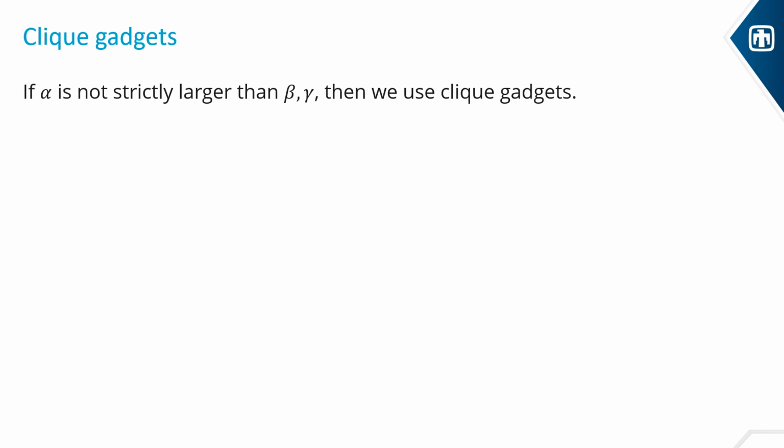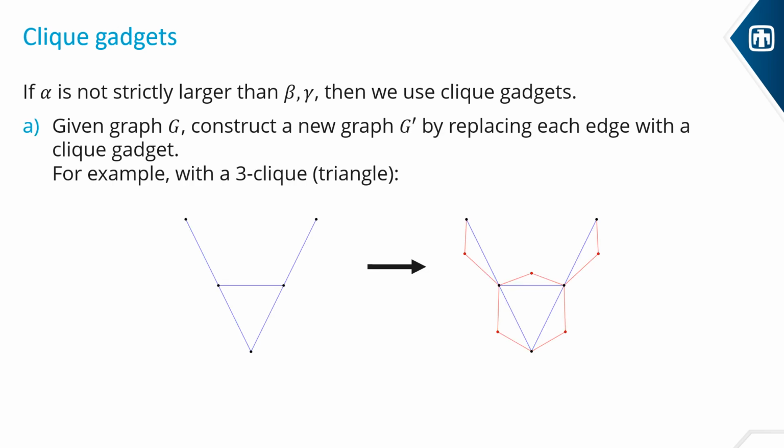We also use clique gadgets. So in the case that alpha is not strictly larger than beta or gamma, we introduce a different type of gadget in multiple steps. So given a graph G, we construct a new graph by replacing each edge with a clique. In particular, for example, you can consider a three-clique, a triangle.